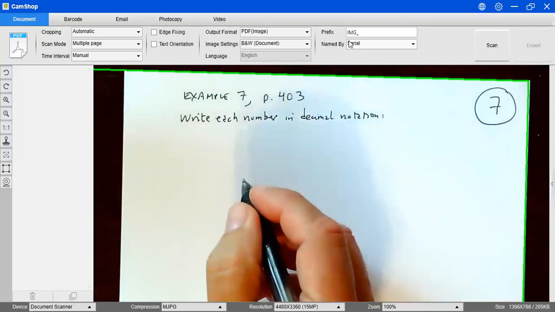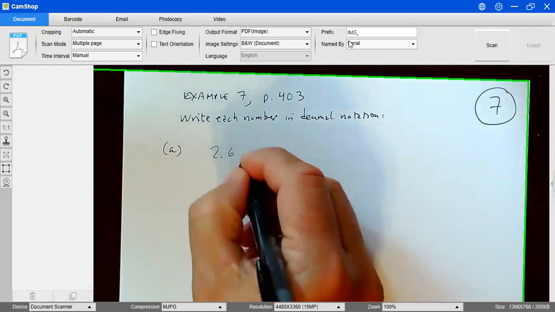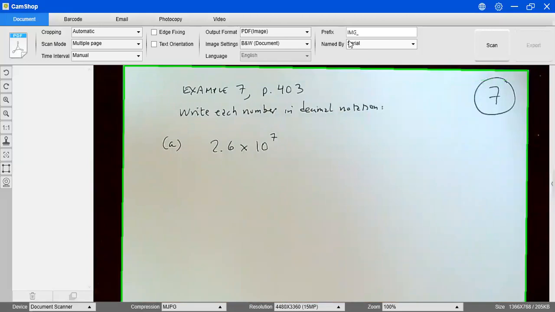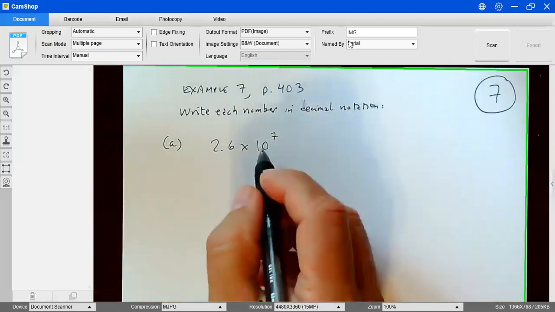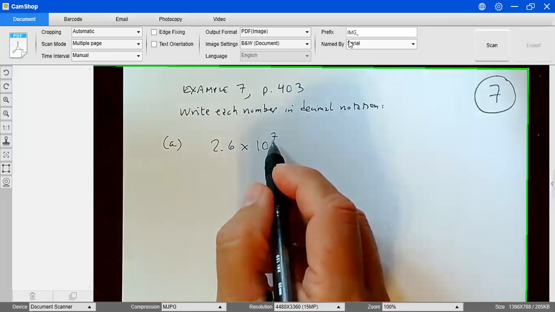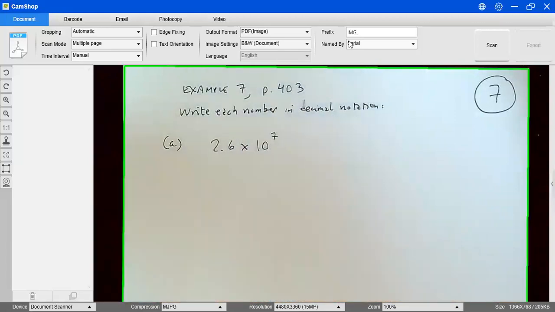In decimal notation. So we're going to start with 2.6 times 10 to the 7. Any number in scientific notation with a positive exponent in the power of 10 is a number that is bigger than 1. Any number with a negative exponent in the power of 10 is going to be a number that is smaller than 1. So let's start.